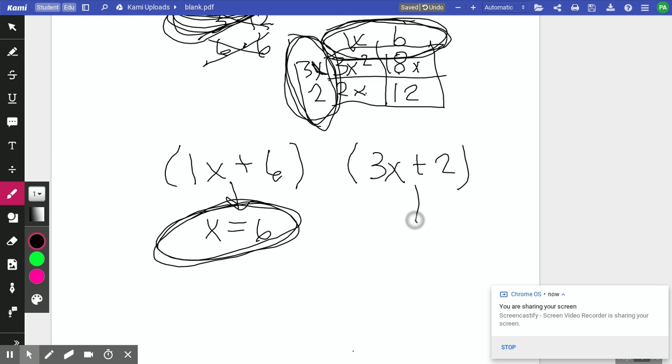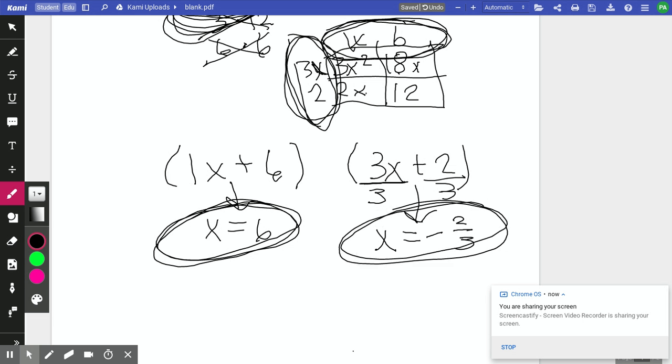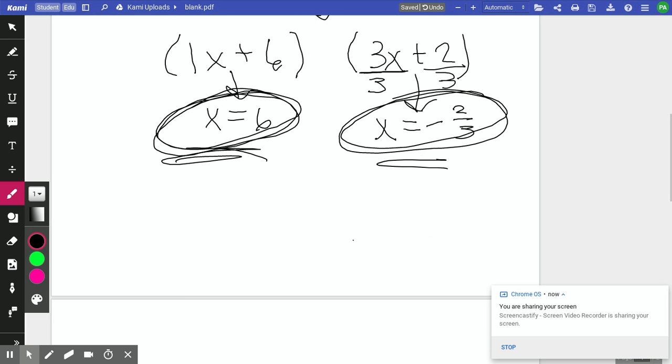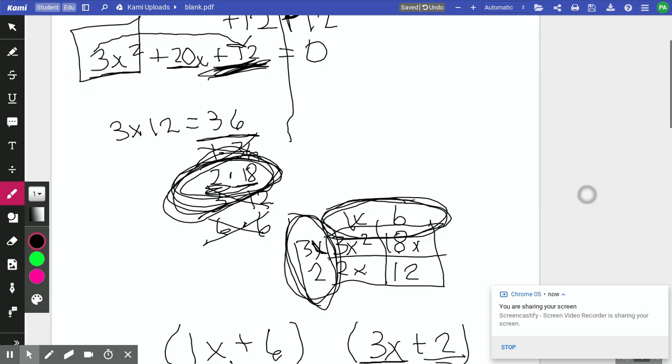And then for this one, since there's a larger number than 1 in front of the x, you're just going to take that number and divide this side by 3, and that'll give you your answer, which is x equals negative 2/3. And these two answers are your final answers, and you just set them up like that and you're done.